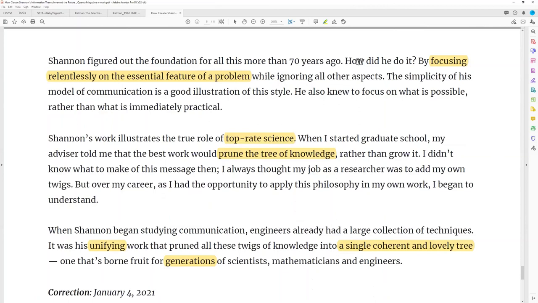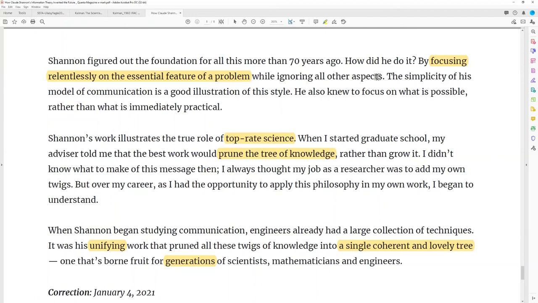How did he do it? By focusing relentlessly on the essential feature of a problem. So he was able to grasp the essence of the problem, ignoring all other aspects. And this is so important. Ignoring all other aspects was so hard to do.